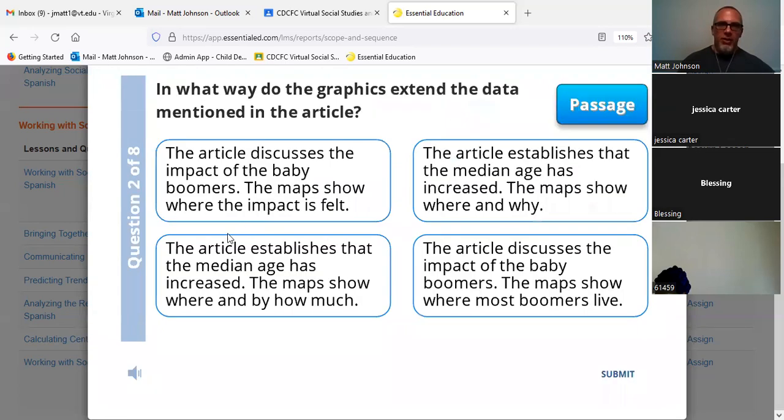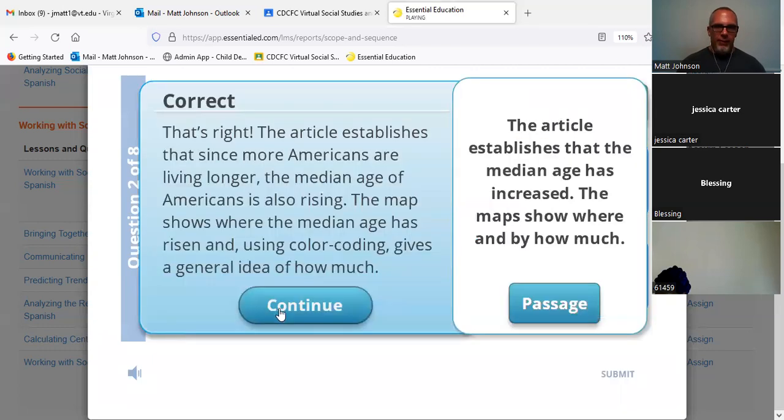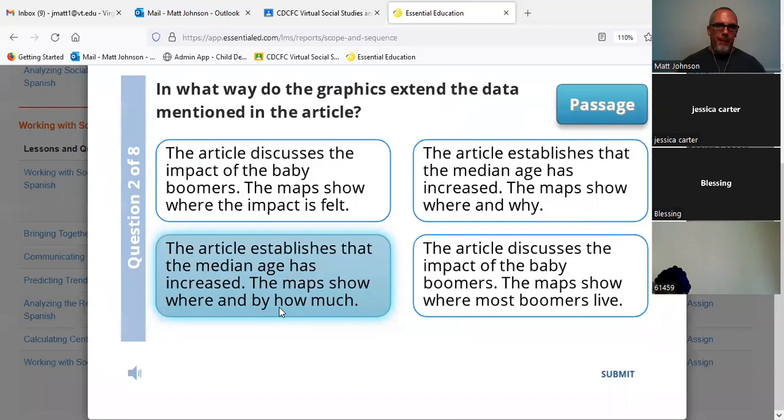So let's see here. It says, in what way do the graphics extend the data mentioned in the article? The article establishes median age has increased. Maps show you where and how much. They show you the location of something happening or where something is changing. The article establishes that since more Americans are living longer, the median age of Americans is also rising. The map shows where the median age has risen, and using color coding gives a general idea of how much.